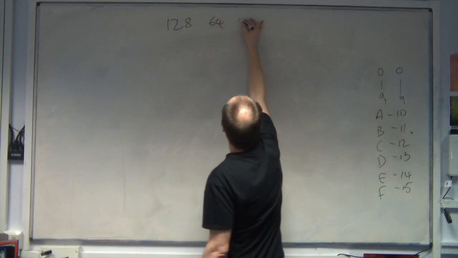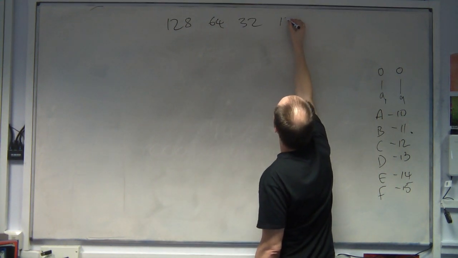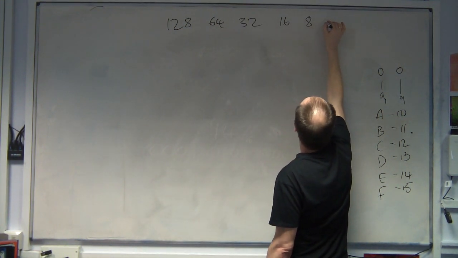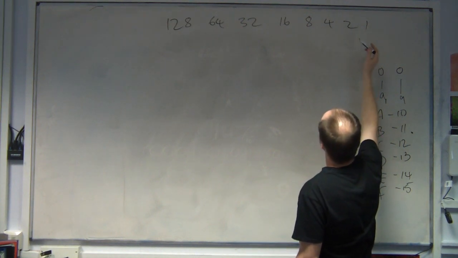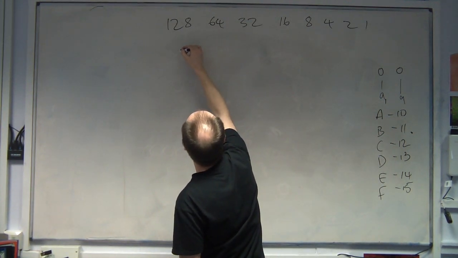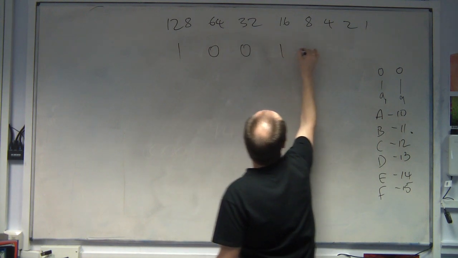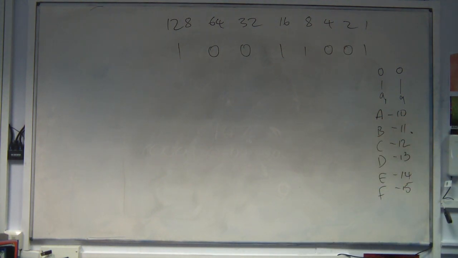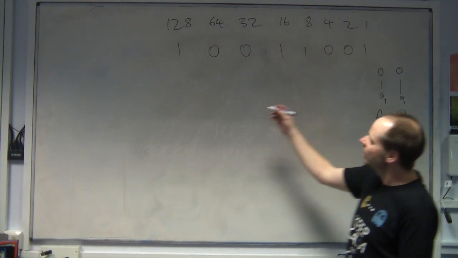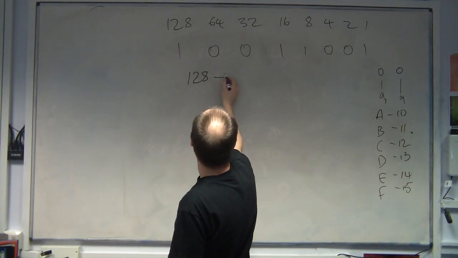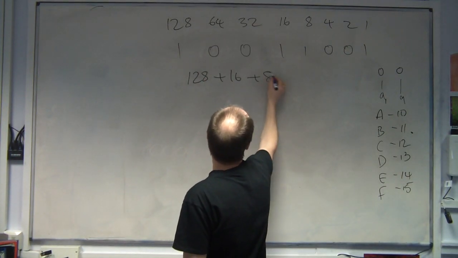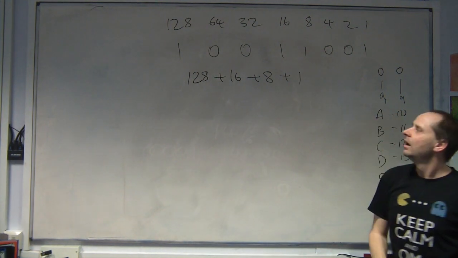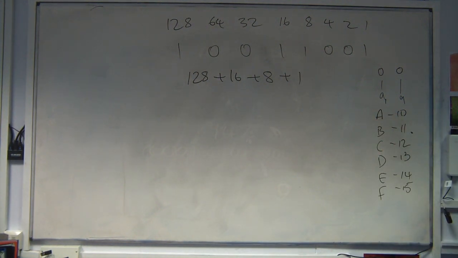So if I have my column headings, I want to convert from a binary number. I'll make it easy for myself. Okay, I've got this number, pure binary. It's just an unsigned number. What is it as a decimal number? All I do is add up the column headings. So I do 128 plus 16 plus 8 plus 1. Which is what?